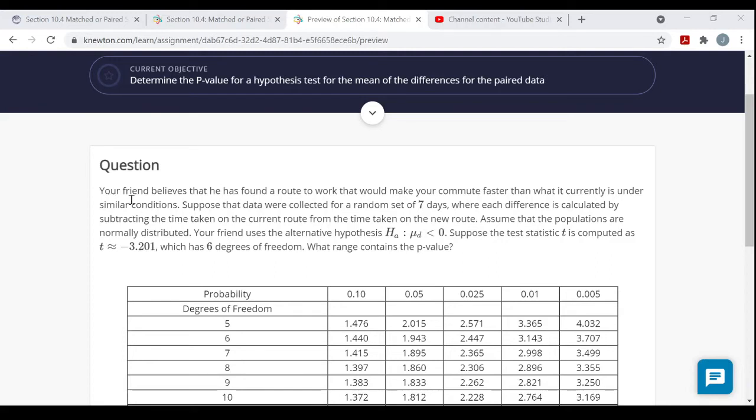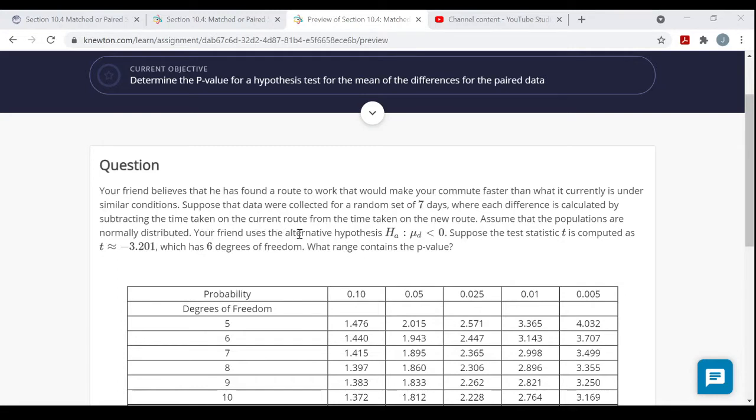Alright, so your friend believes that he has found a route to work that would make your commute faster than what it currently is under similar conditions. Suppose that data were collected for a random set of 7 days, where each difference is calculated by subtracting the time taken on the current route from the time taken on the new route. So you're taking your new route time minus the old route or current route time. Assume that the populations are normally distributed.